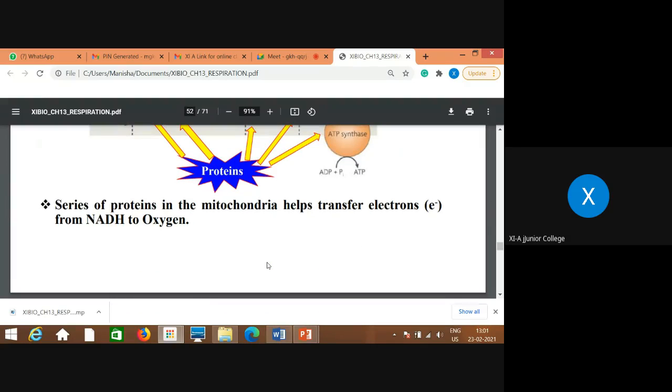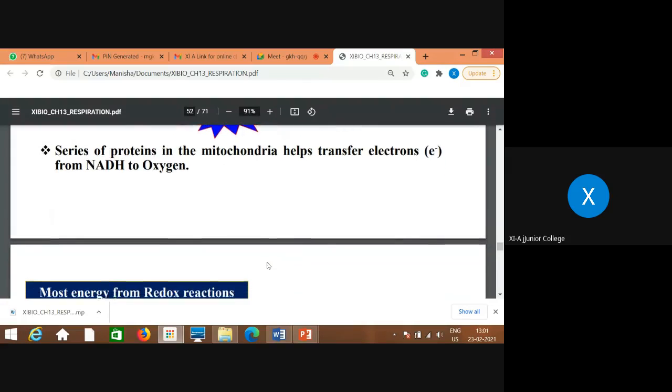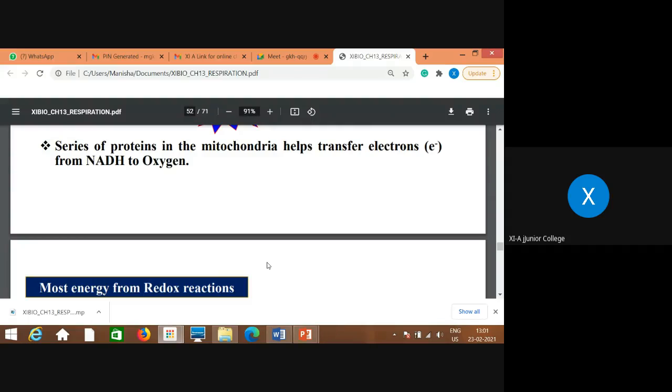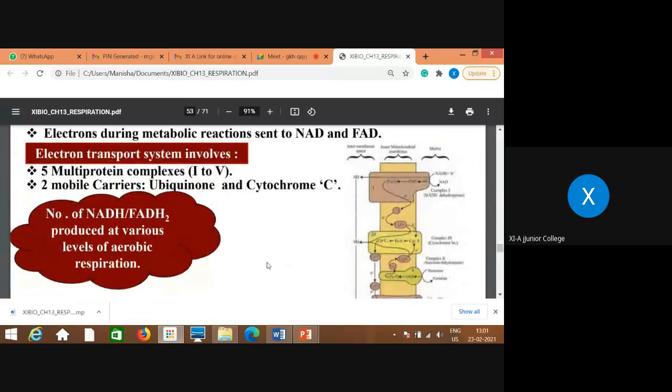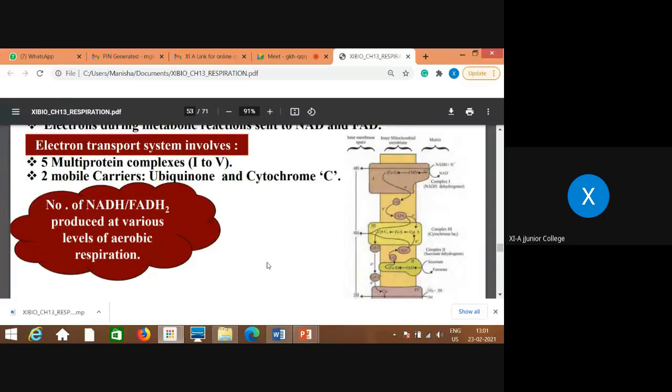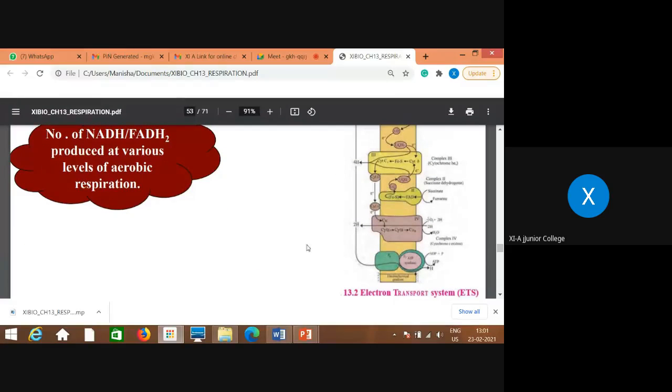It doesn't matter if you don't understand everything, but whatever you understand, listen carefully, and at the end we will have a discussion for your doubts. Okay. So a series of proteins in the mitochondria helps transfer electrons from NADH to oxygen. So the electron transport system involves all these multi-protein complexes 1 to 5 and 2 mobile carriers, that is ubiquinone and cytochrome C. This is the same reaction I have taken here from the textbook.